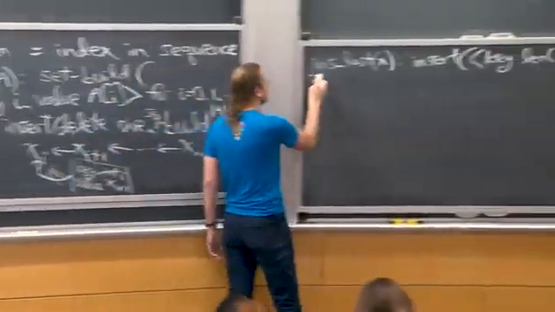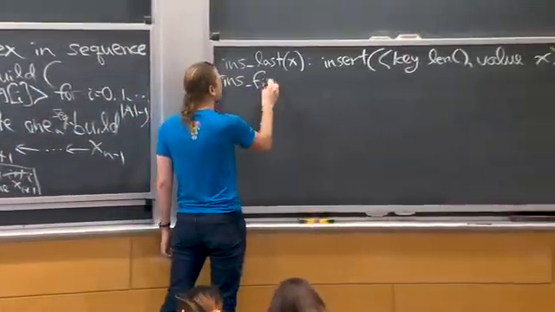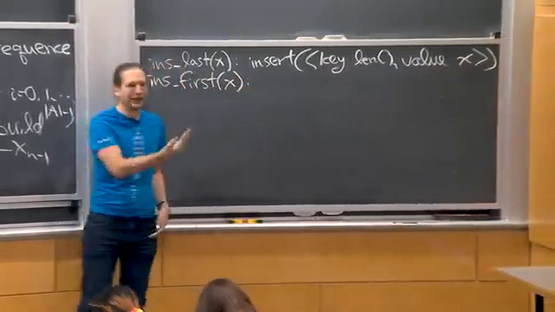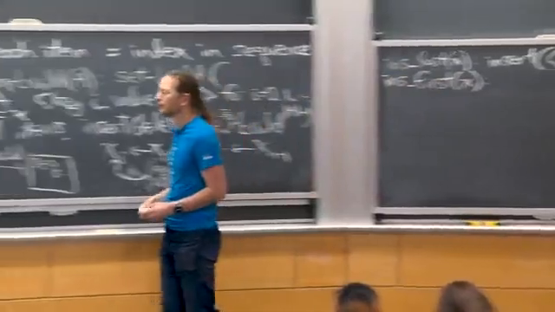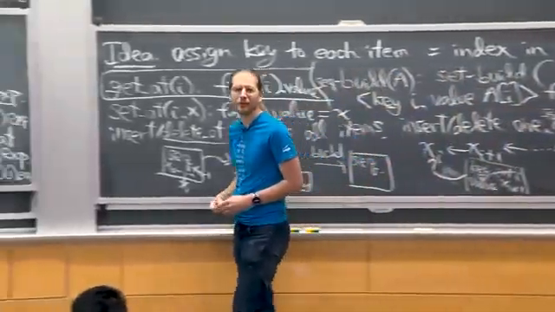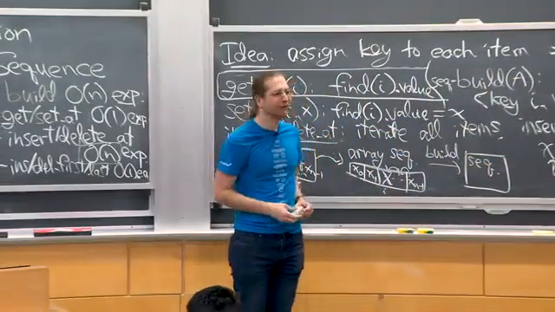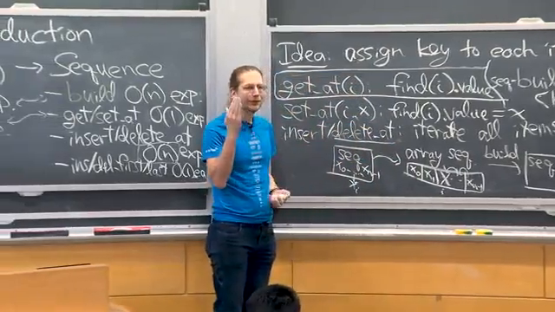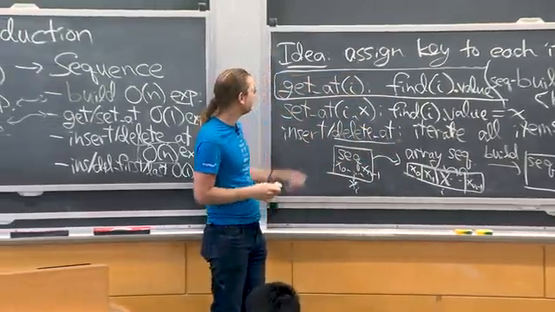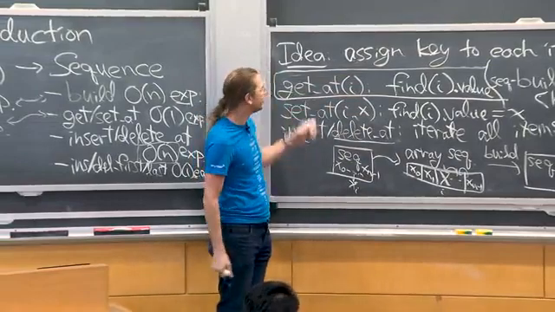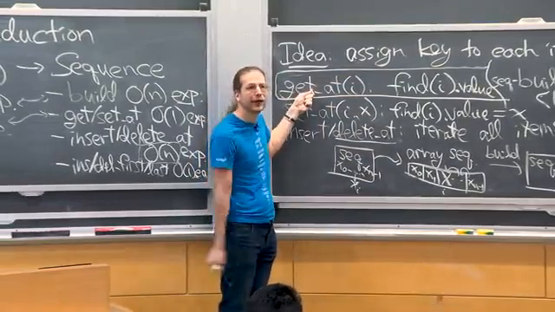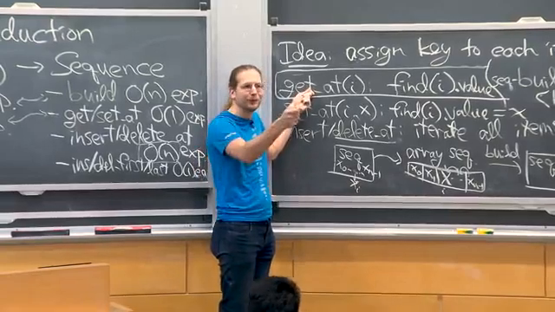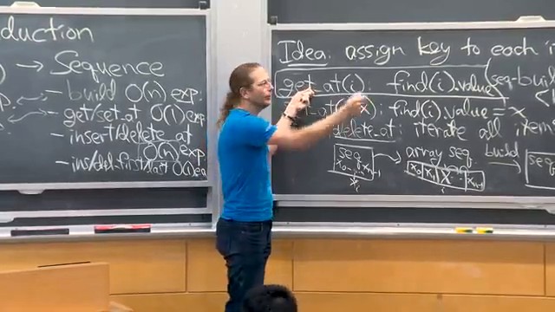OK, what about first? This is supposed to add x to the beginning of my sequence. Well, now I realize I have a problem because I want this new item to have key 0 because after I do an insert first, get at of 0 should return this item. But I already have an item with key 0, and an item with key 1, and an item with key 2, and so on down the way.